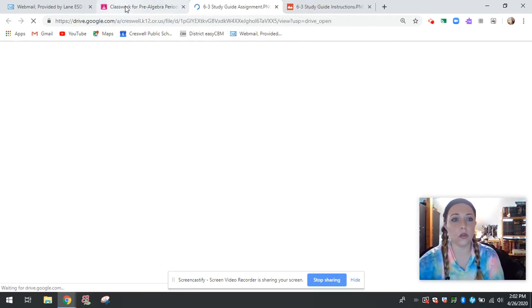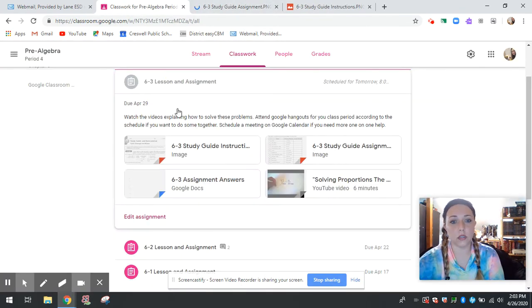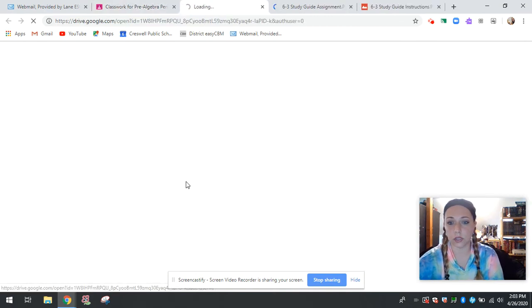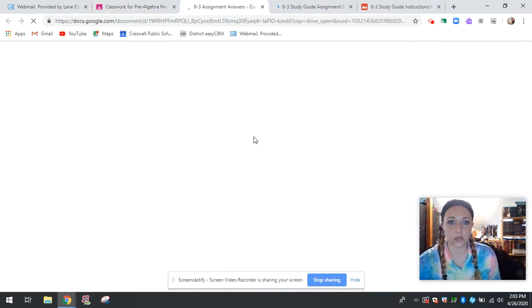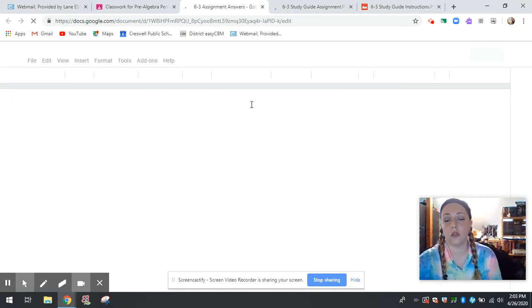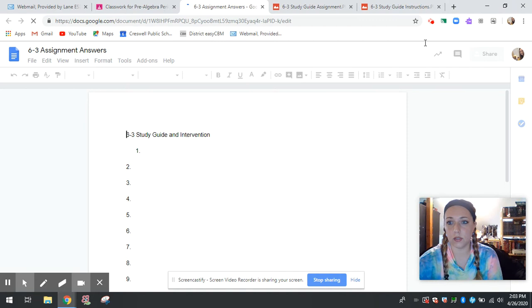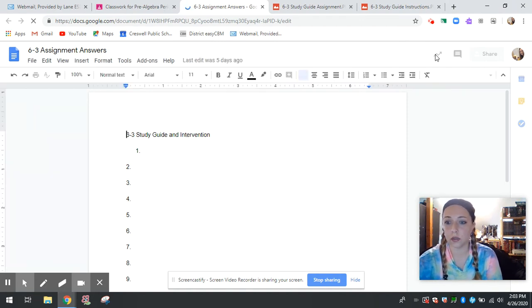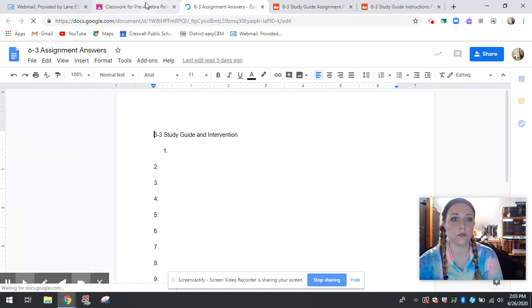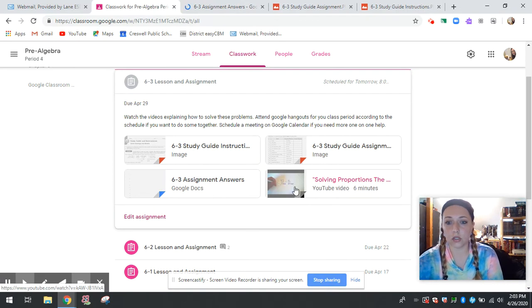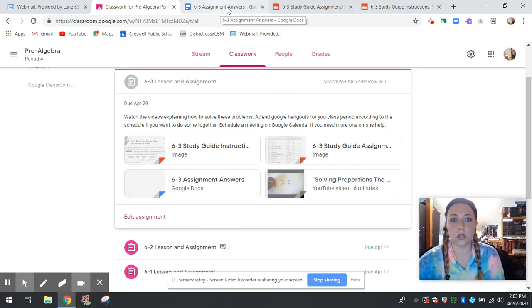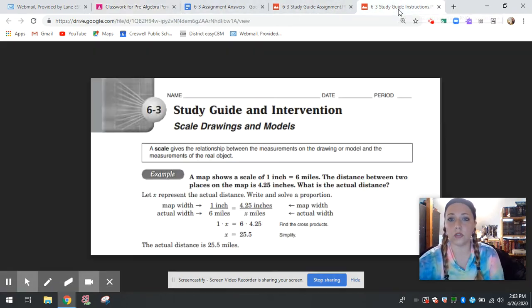Open that in a new window, go back, and then here's your answer sheet that you will type your answers into for all 15 problems. And then instead of these 2 icons up here, you'll have a button that says turn in, and so that's what you'll turn in. Here I've attached a YouTube video on solving proportions that I think is pretty helpful and on point for this lesson. But for starters, we'll just go over the study guide instructions.